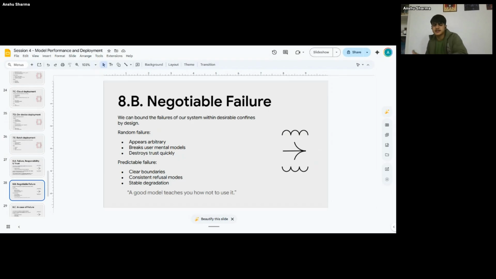So as it's written here, we can actually bound the failures of our system within desirable confines. So we can actually just know when our system will fail and be prepared for that, instead of having to deal with failure that we have not prepared for, right?